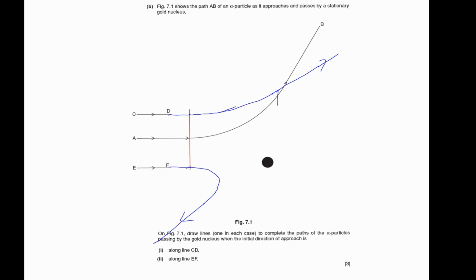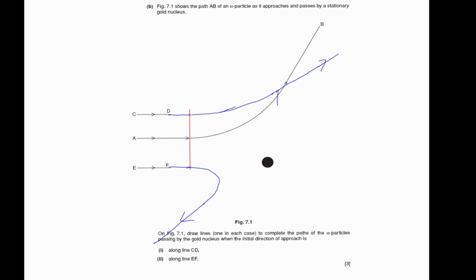For EF, the difference is it is below the middle point, whereas your CD and A are above the middle line here. This one is below the middle line, so it will be deflected downwards, and it is closer to the center, so it gets deflected more than A. So you can start deflecting somewhere along this position. Now you deflect more, then after that somewhere along here it becomes a straight line.